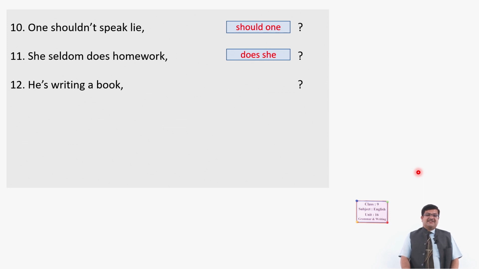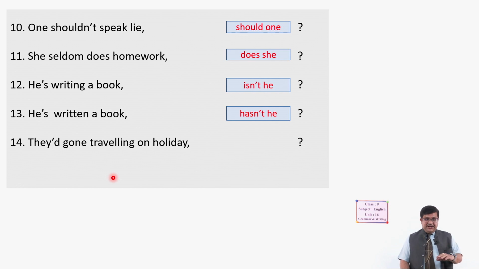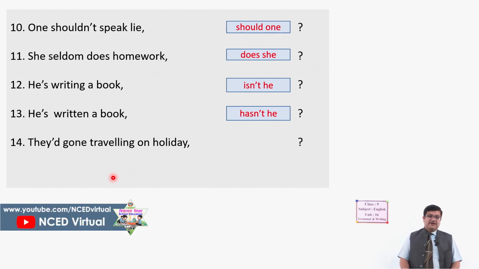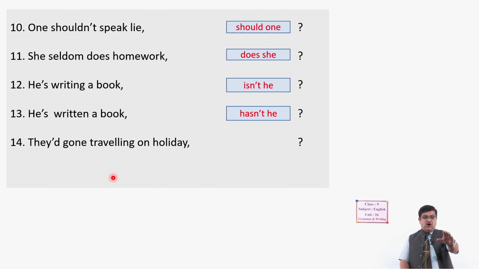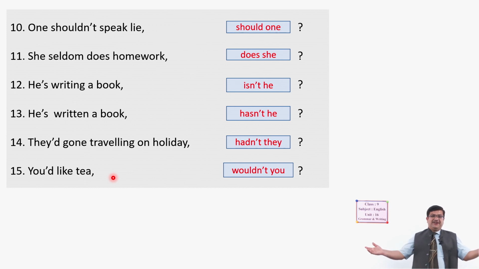He is writing a book. When there is apostrophe s with ing form of the verb, there must be is. Isn't he? Apostrophe s with past participle form of the verb, has. So hasn't he? Apostrophe d with past participle form of the verb: they'd gone. Hadn't they? You'd like tea. Apostrophe d with V1 form of the verb, there must be would. Wouldn't you? Did you understand?